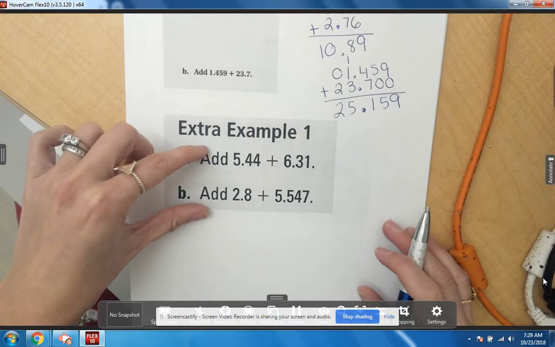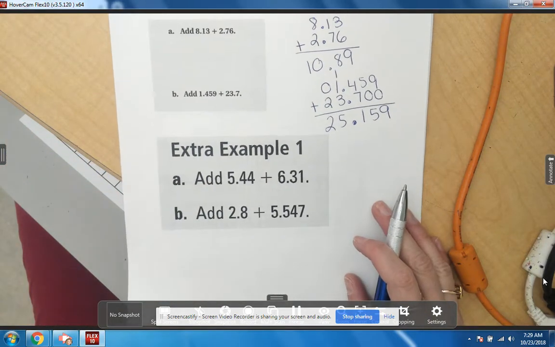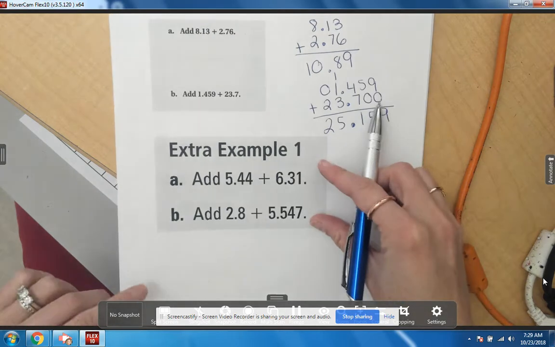So I'm going to have you pause and try these two. So just make sure your decimal points are right on top of each other and all of your place values are lined up. So pause and try these two.